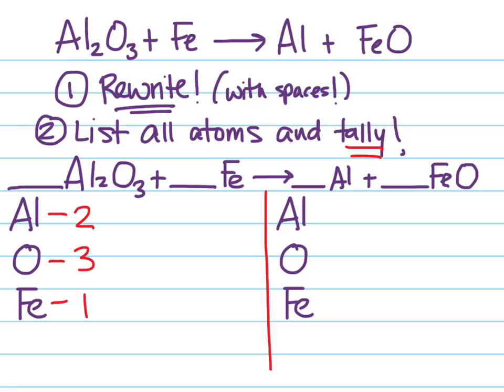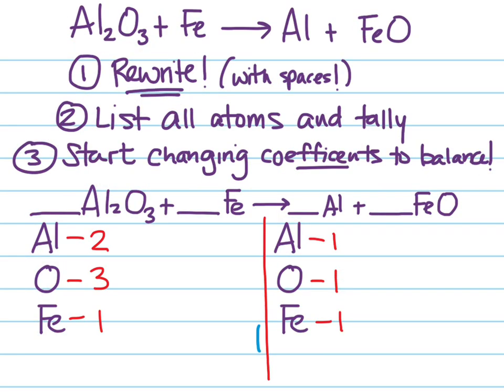On the reactant side, I have 2 aluminum, which we know because of the subscript 2 behind the Al. I've got 3 oxygen, which I know because of the subscript 3 behind the O. And I've only got 1 iron, Fe, because there's no subscript on it and there's no coefficient in front of it. Now, on the product side, I've got 1 of everything. All right, let's get started.